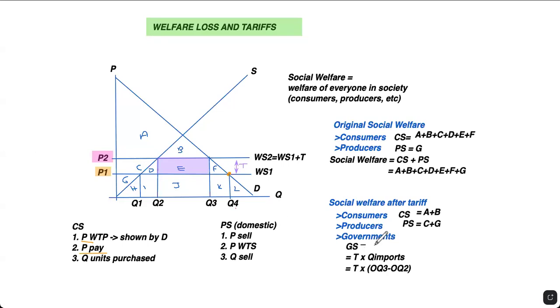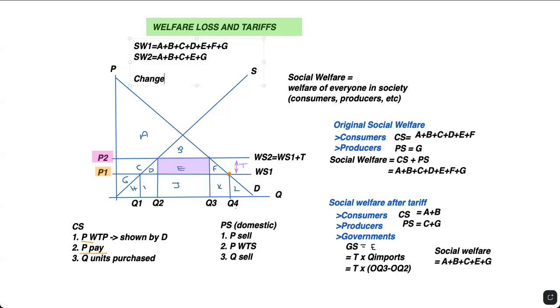Government surplus equals E. Okay, putting this all together, the social welfare after a tariff is now A and B from the consumers, C and G from the producers, and then E that the government is retaining. So you have A, B, C, E, and G. That's your social welfare after the tariff. Overall then, what's the effect of the tariff? So we started at social welfare of A, B, C, D, E, F, and G. And now we are ending up at A, B, C, E, and G.